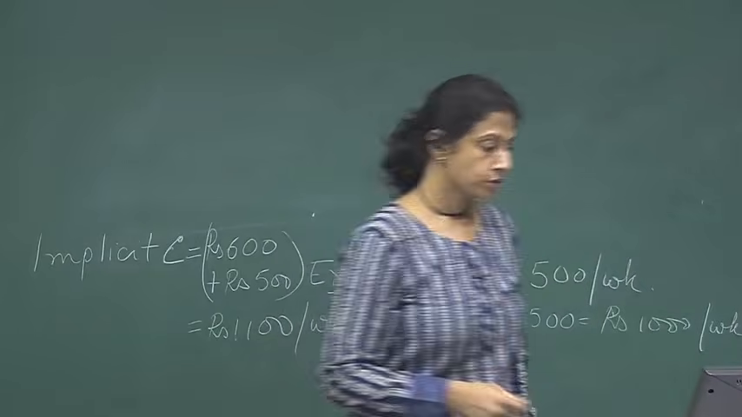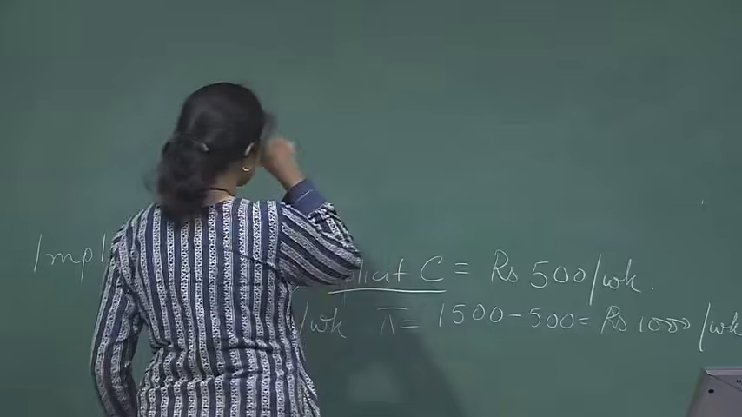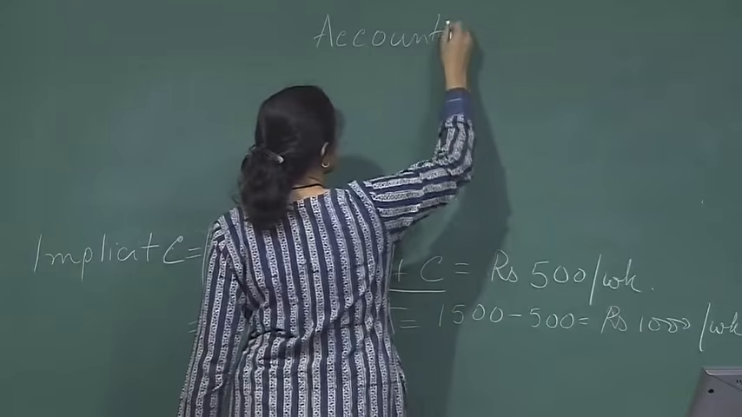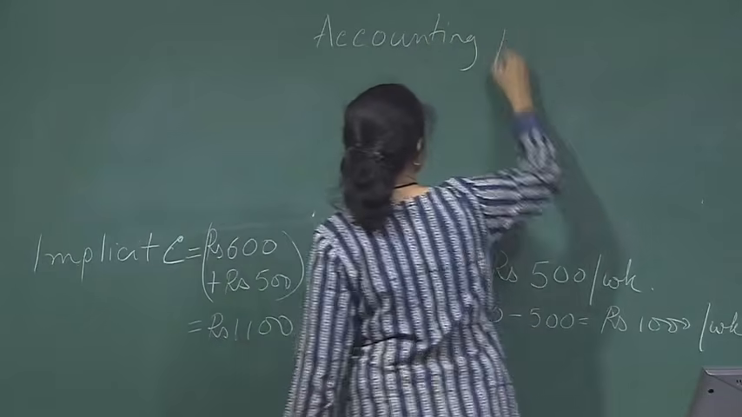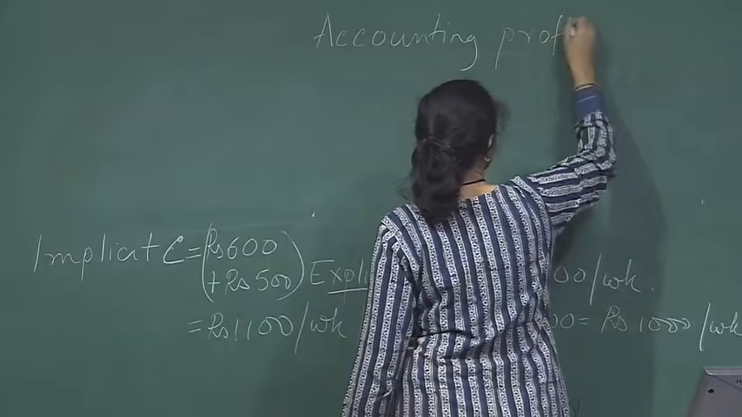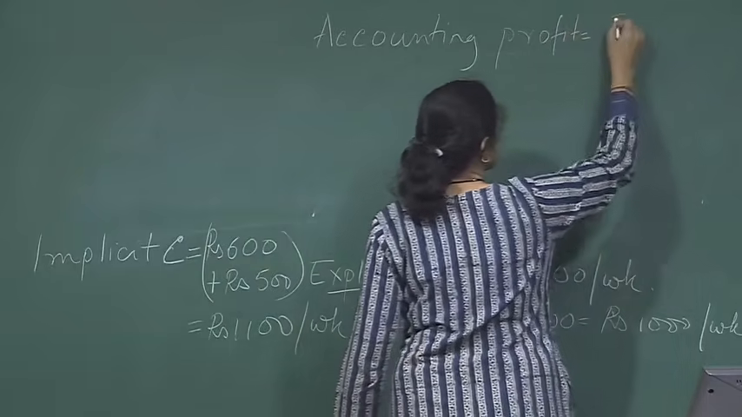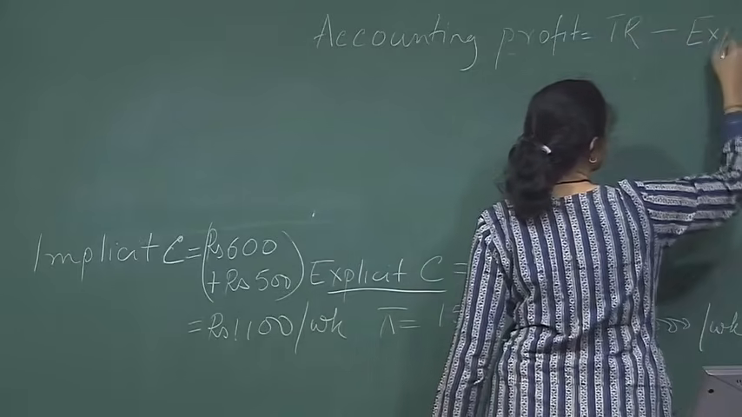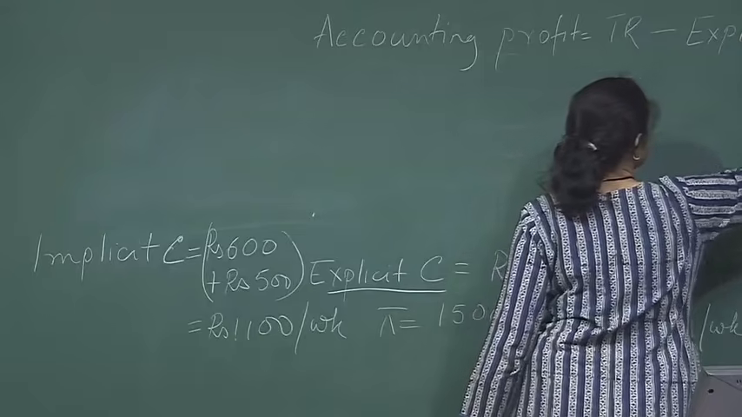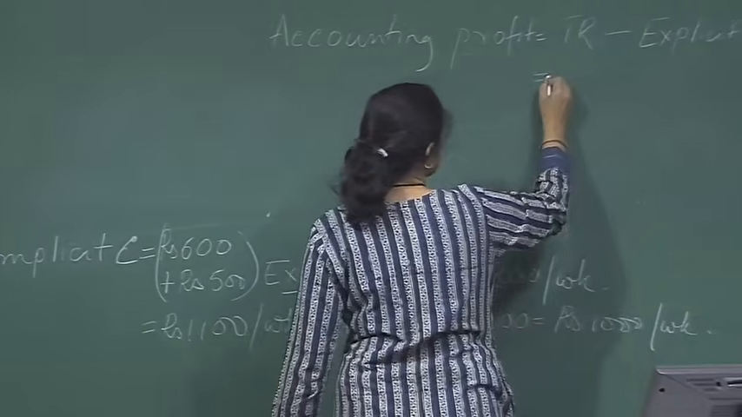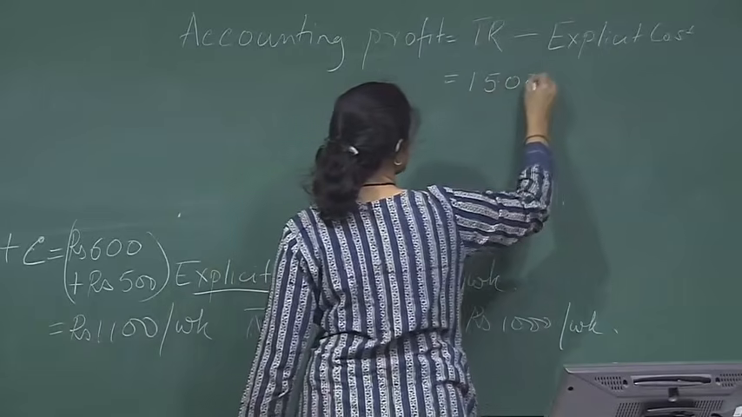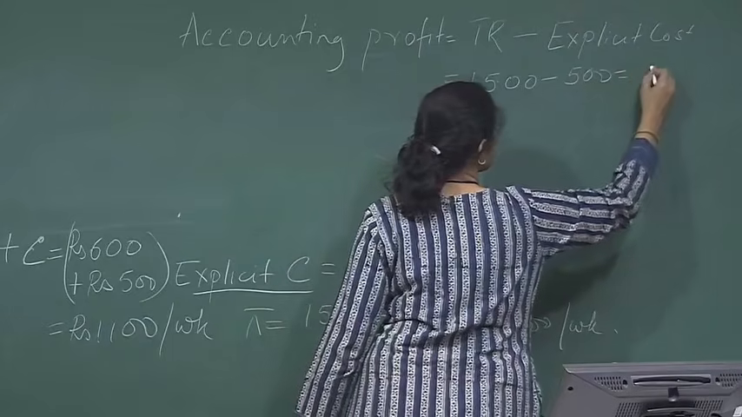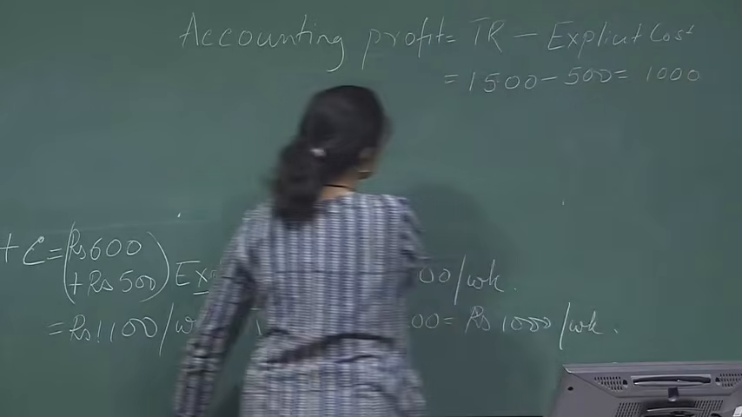Accordingly, I am going to define something called the accounting profit, which is equal to total revenue minus explicit cost, which is equal to 1500 minus 500, which is equal to 1000 in this case.